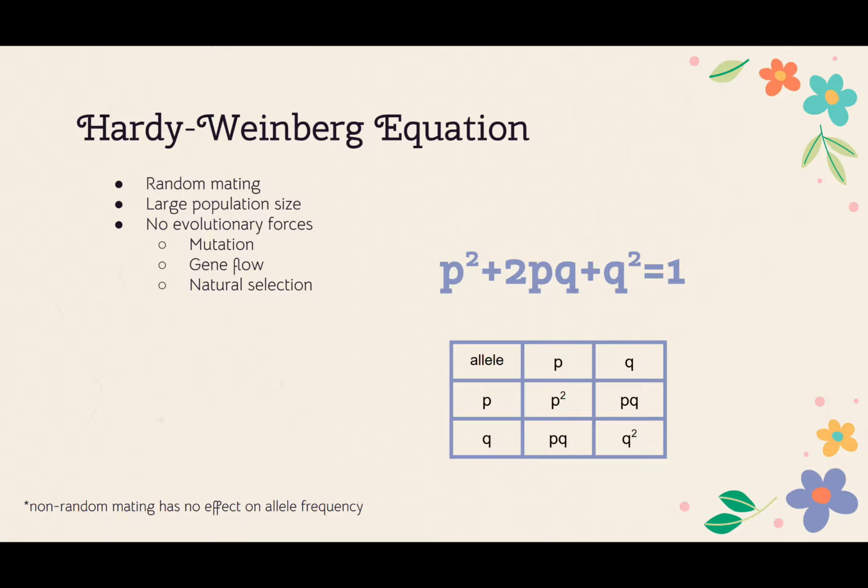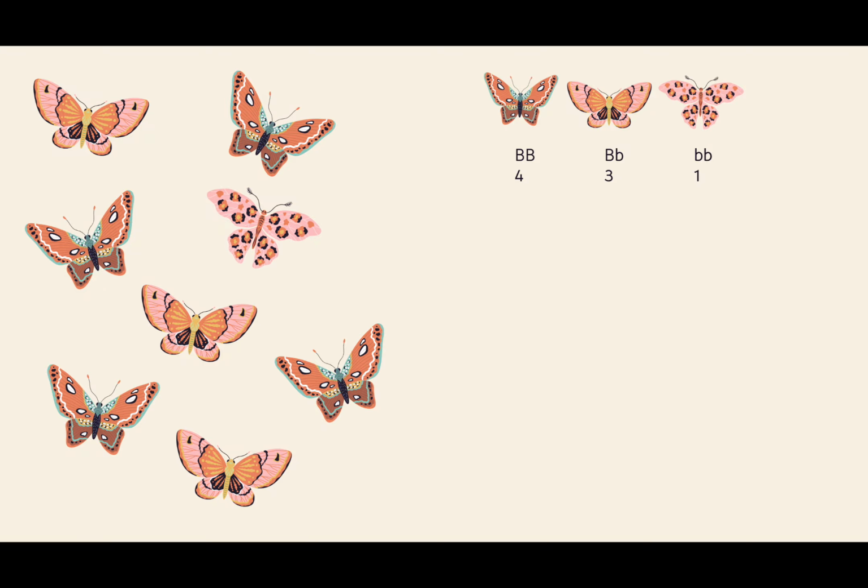So in the equation, generally the dominant allele is P and the recessive allele is Q. P squared is the frequency of homozygous dominant, Q squared is the frequency of homozygous recessive, and 2pq is the frequency of heterozygous individuals. In this sample butterfly population, we have a count of all the different genotypes.